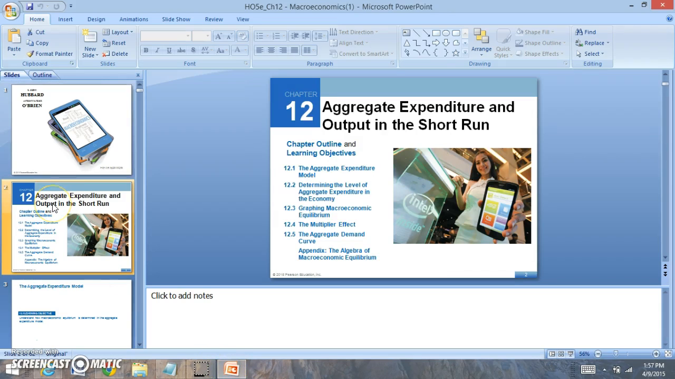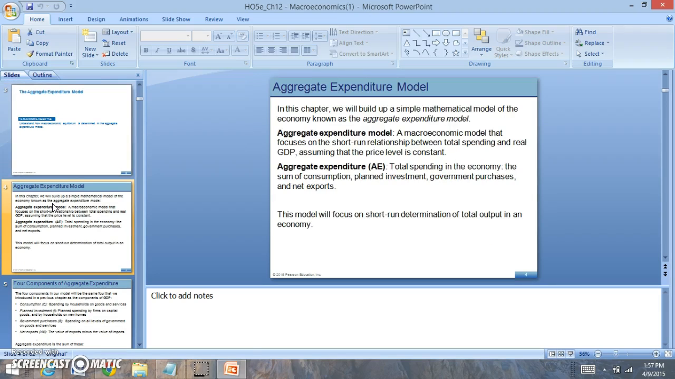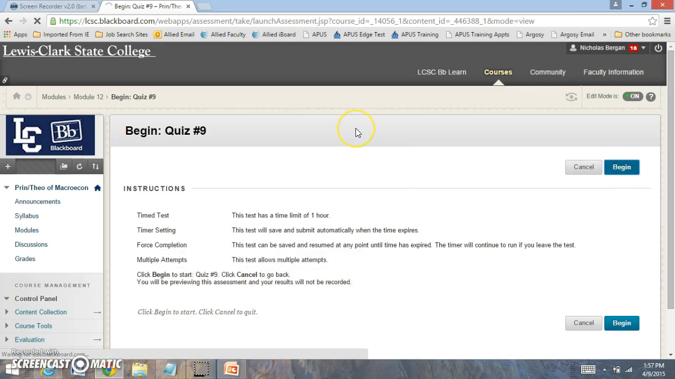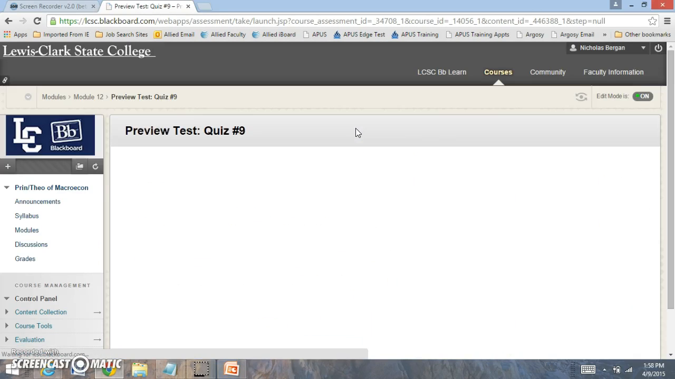For Quiz Number 9, you're going to look at aggregate expenditures and output in the short run. You note that aggregate expenditures, that's going to be looking at total spending. And total spending will have a very important influence in our economy. And it's made up of these four components: consumers, investment, government, and net exports. So let's go over some of the questions that you might see on your quiz for this week.